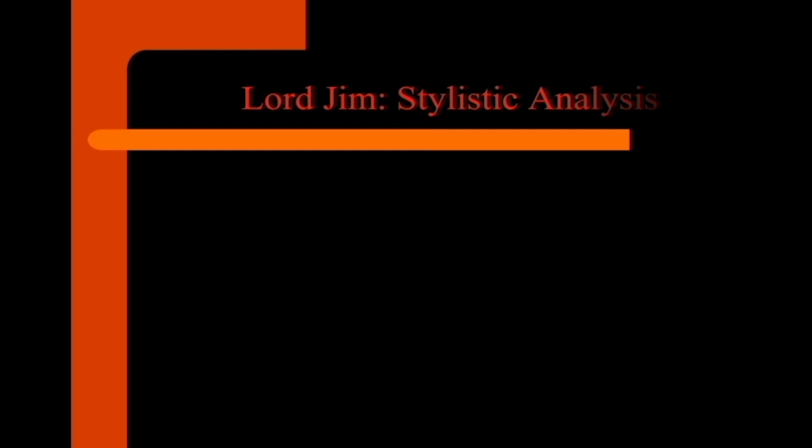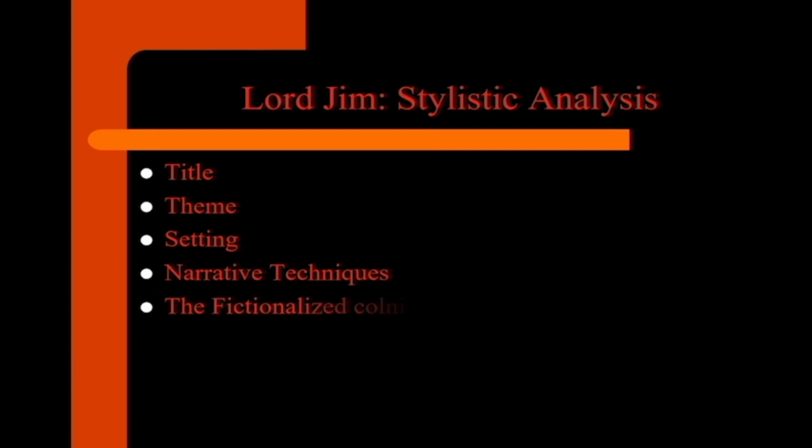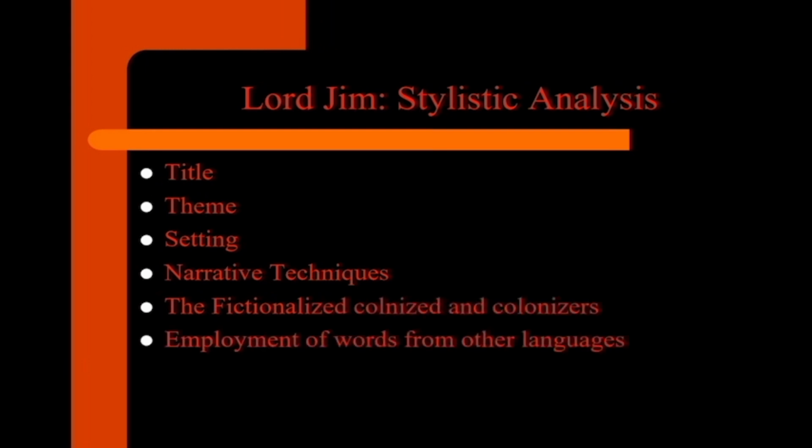Now we will take the stylistic analysis of some of the literary parts of the novel Lord Jim. And we can consider the analysis of the title, theme, setting, narrative techniques, the fictionalized colonized and colonizers, employment of words from other languages in the novel, and the representation of women. But this discussion will be focused on only the title, theme, setting, and narrative techniques. The rest of the discussion will be considered in the following lecture. Lord Jim, the title.